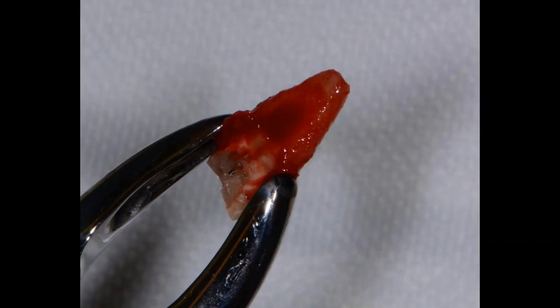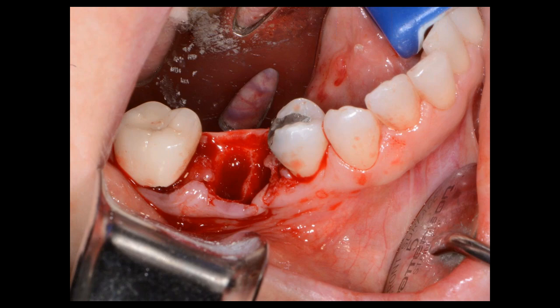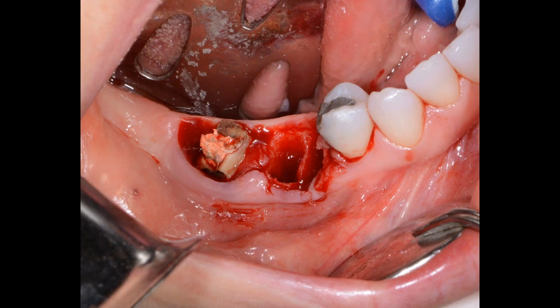And so here we can see the distal root removed. So both roots are removed atraumatically. Notice the buccal plate is still intact. In fact, the inner septal bone is still intact. So this is ideal when placing grafting material so that we have an ideal foundation laid out for implants later on.